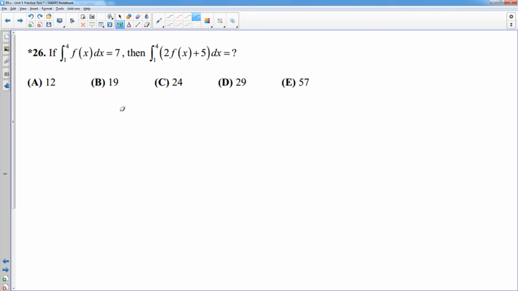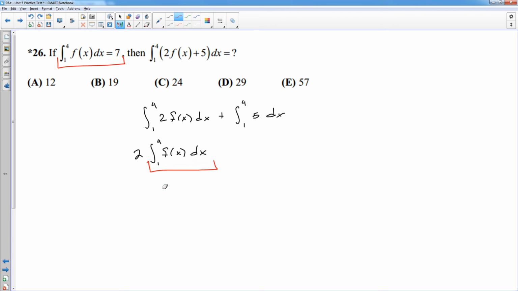Let's see, looks very similar. We are again given an unknown function, and the area from 1 to 4 is 7. Then we're given this thing. What I'll do on this one is I'll split this up as much as I can. That's the integral from 1 to 4 of 2 f of x dx plus the integral from 1 to 4 of 5 dx. This one, I could pull the 2 out. Integral from 1 to 4 of f of x dx. And that was given to us. Area from 1 to 4 of f of x is 7.